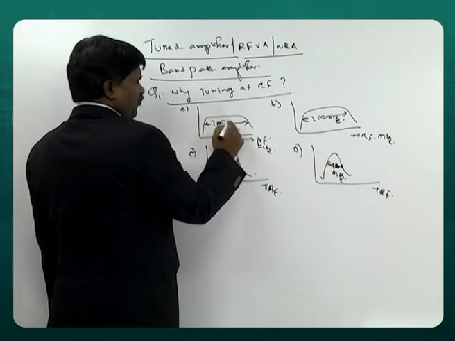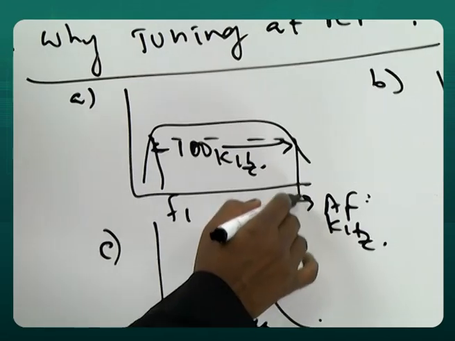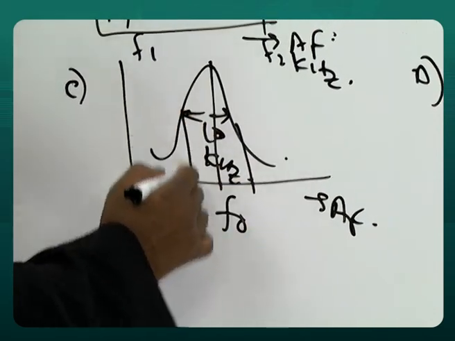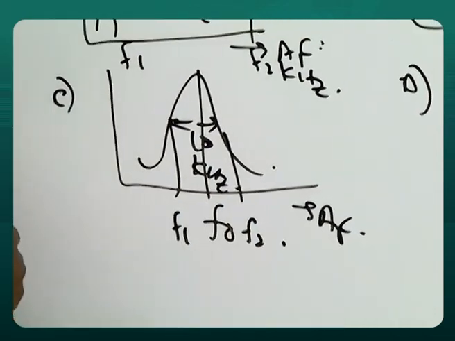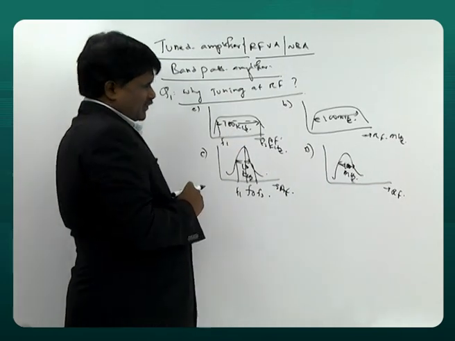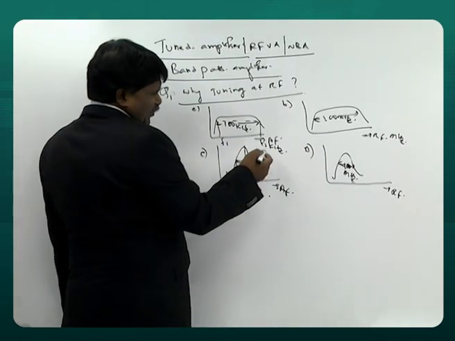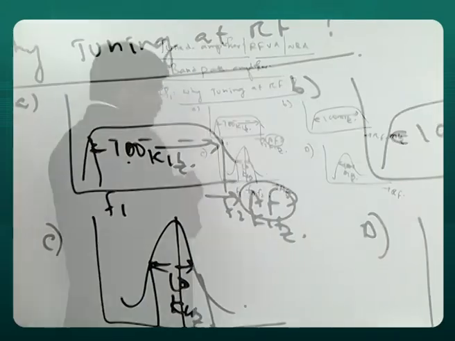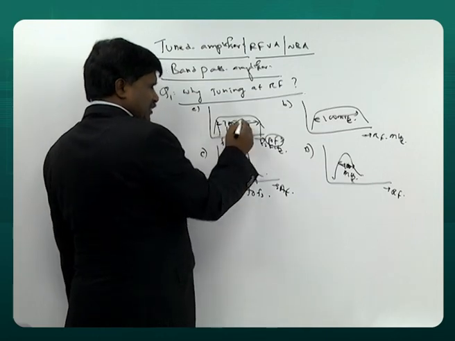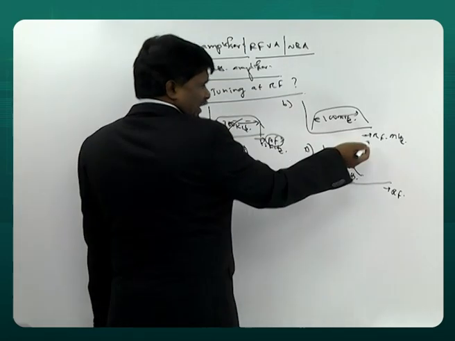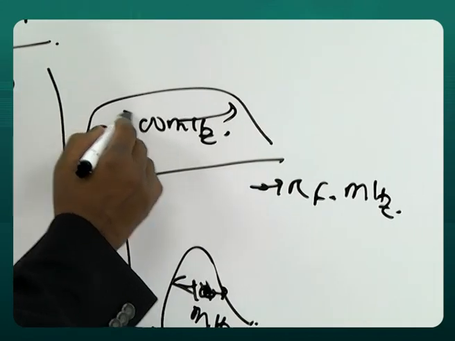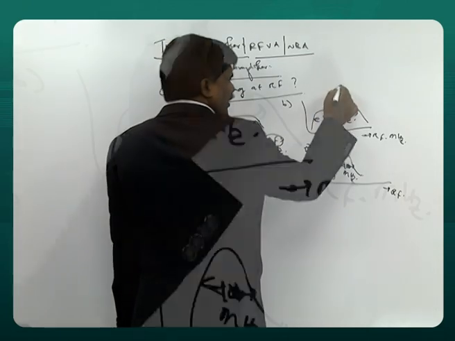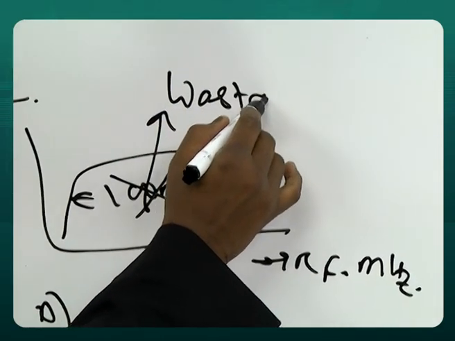Here we have F1, F2. Here we have F0, F1, F2. What is acceptable here? In audio frequency, if the bandwidth is 100 kilo, that is acceptable. But if the bandwidth is 100 mega, it is very high, we can't afford to use such a bandwidth. And here I call it wastage of bandwidth.